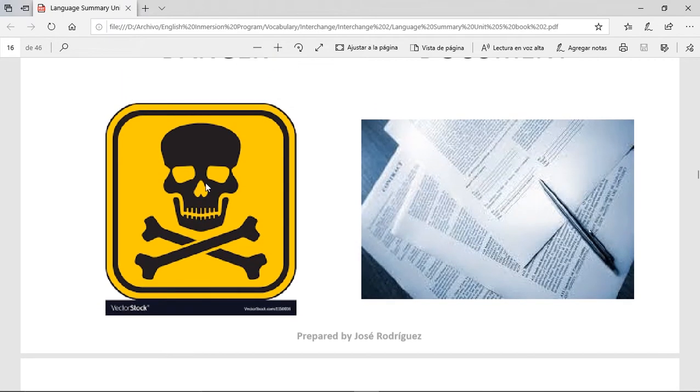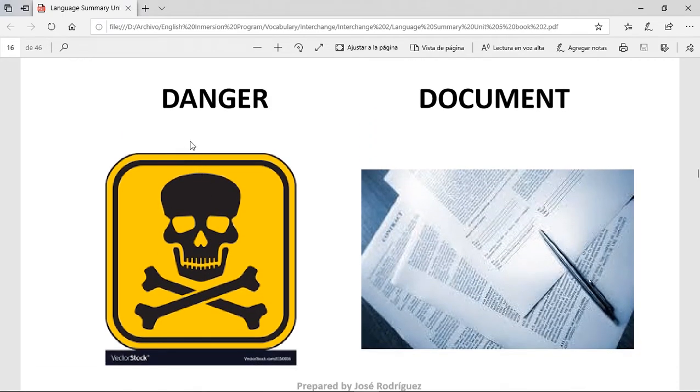Danger. Something dangerous is something that can make you feel really bad. It can be detrimental to your health. You can die or something like that. That is dangerous. Okay?